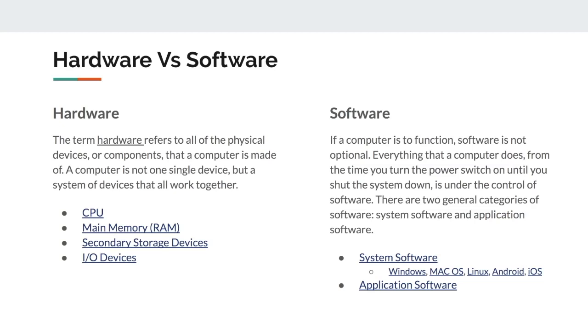Your system software is your operating system. For me, right now I'm currently running Mac OS. You might be running Windows or Linux. On your mobile devices, if you have an iPhone, you'll be running iOS. If you have any other type of phone, you're generally running Android, the most popular operating system for a mobile device.